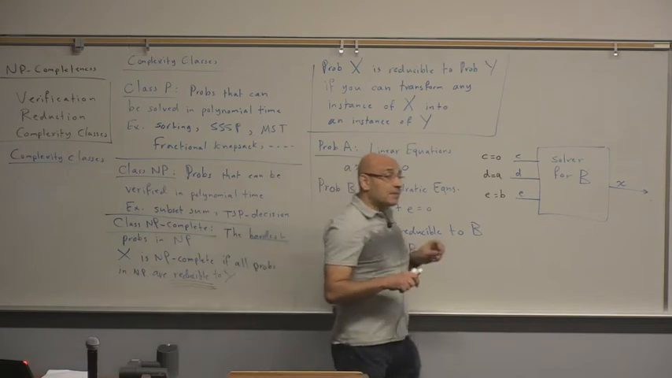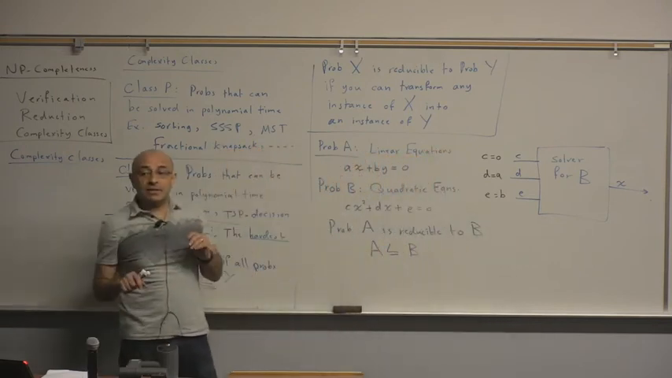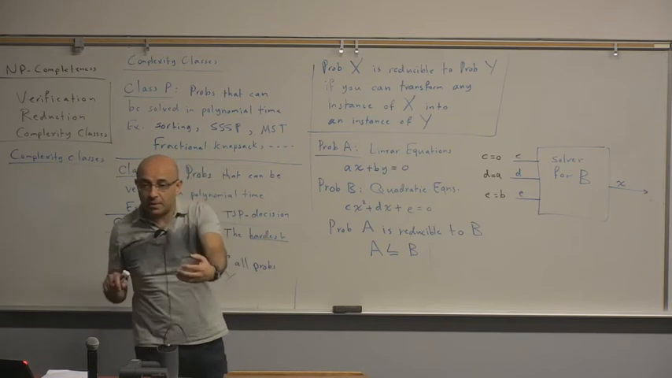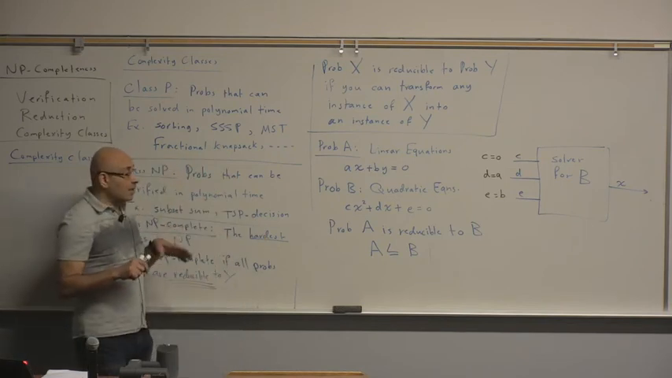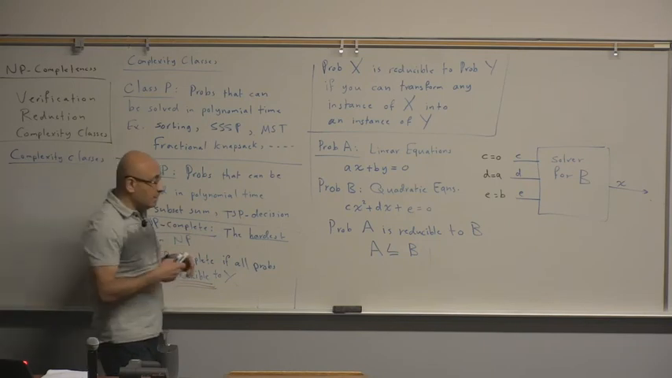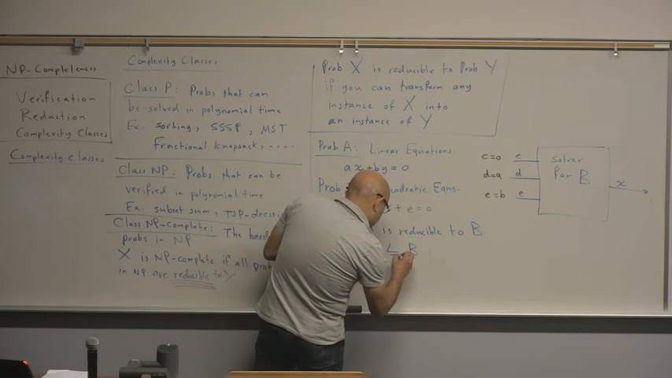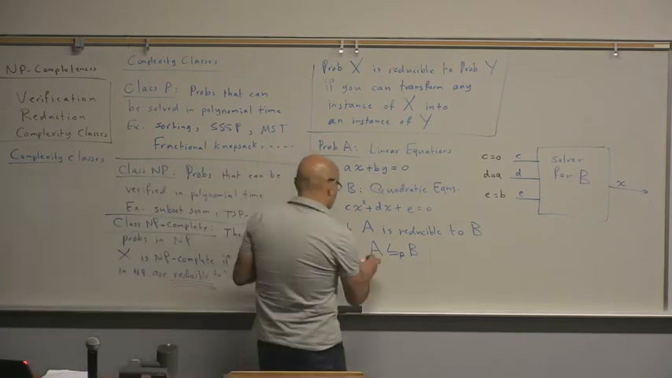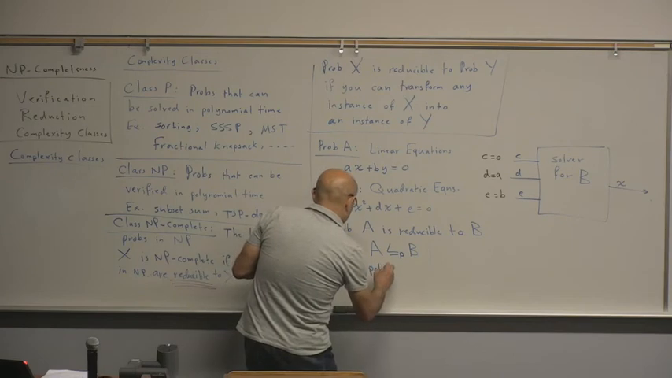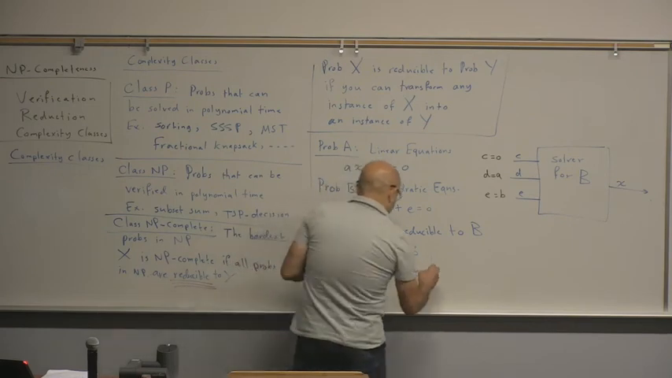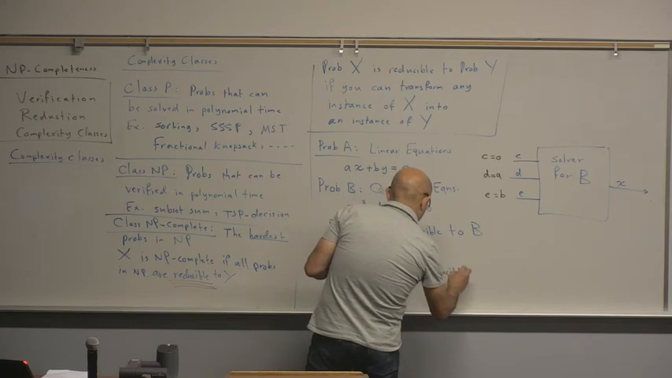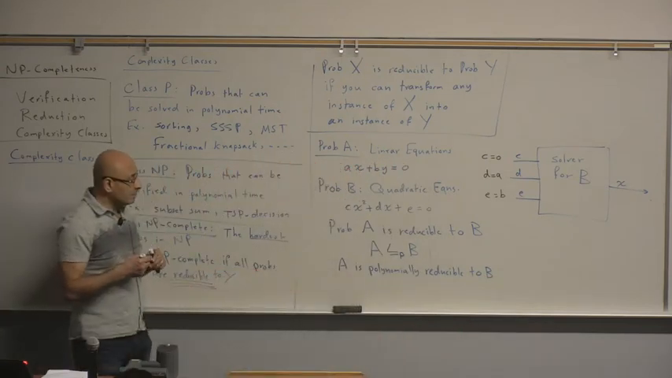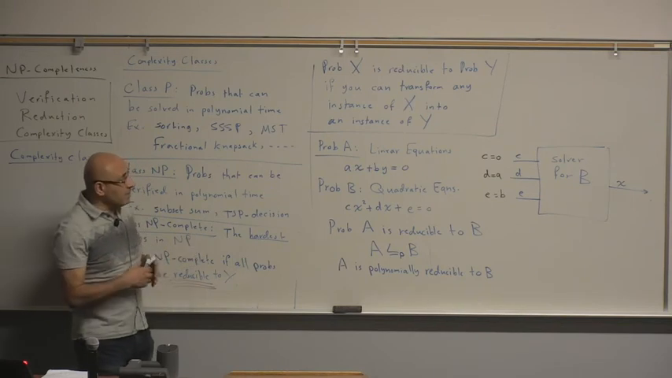Now, in NP-completeness, we're interested in reductions that can be done in polynomial time. So the reduction, which is transforming an instance of a problem to an instance of another problem, we're interested only in reductions that can be done in polynomial time, that we express using the notation less than or equal subscript p, which means reducible in polynomial time. So A is polynomially reducible to B, if the transformation from A to B can happen in polynomial time.